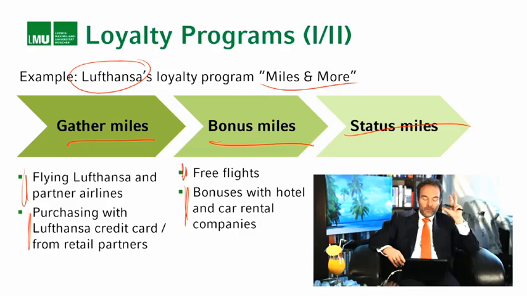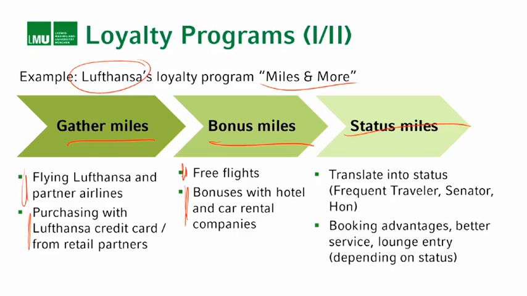The third building block of the loyalty program is that you accumulate status miles. These status miles will translate into different tiers of status. So you can be a frequent traveler, a senator, or you can be part of the Hon Circle, which will give you booking advantages, better services, and lounge entry, depending on the status that you've accumulated. So that's an example of a loyalty program, and you can see with these three elements, gathering miles, being able to use those miles, and then getting some additional benefit, it's quite an intricate program.